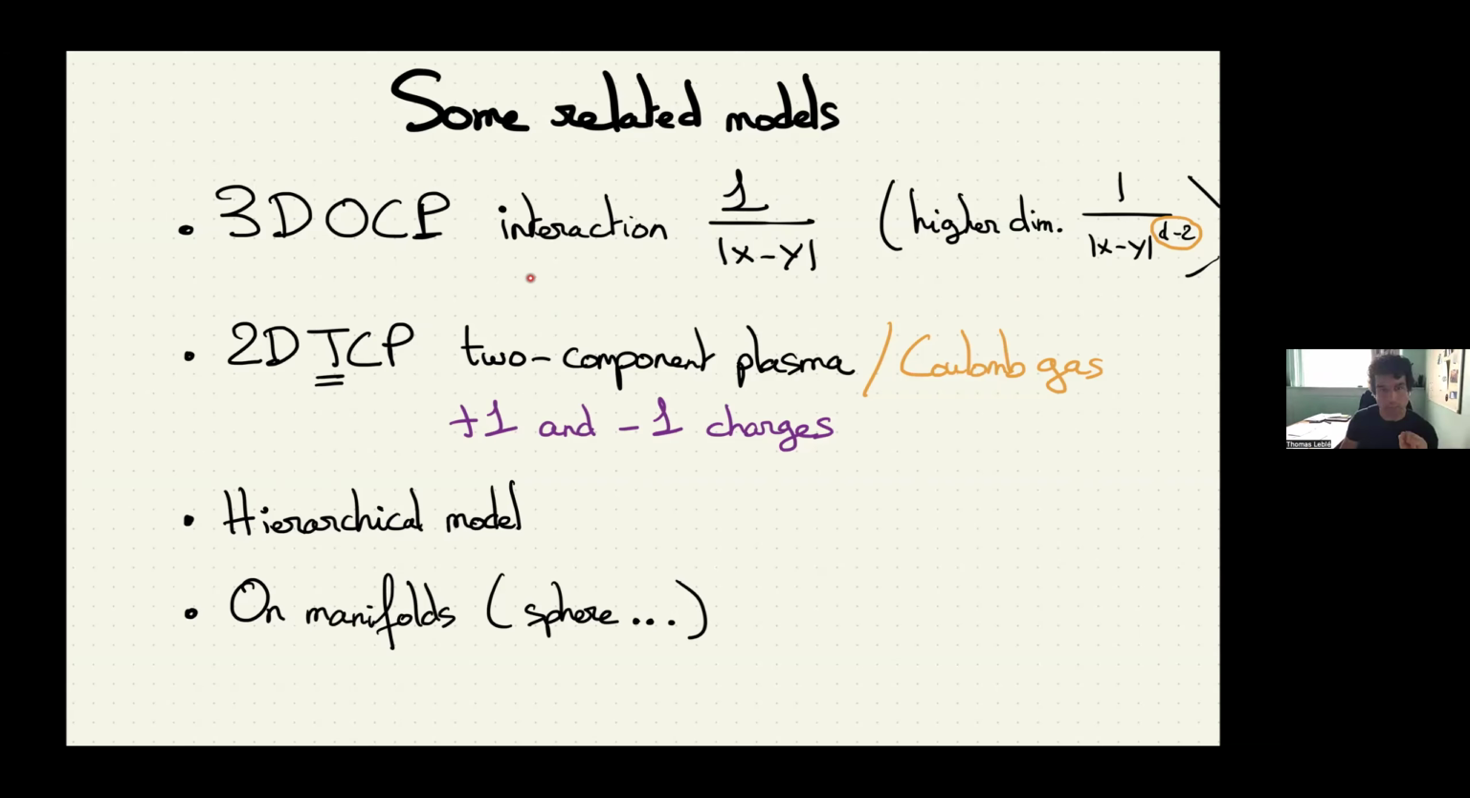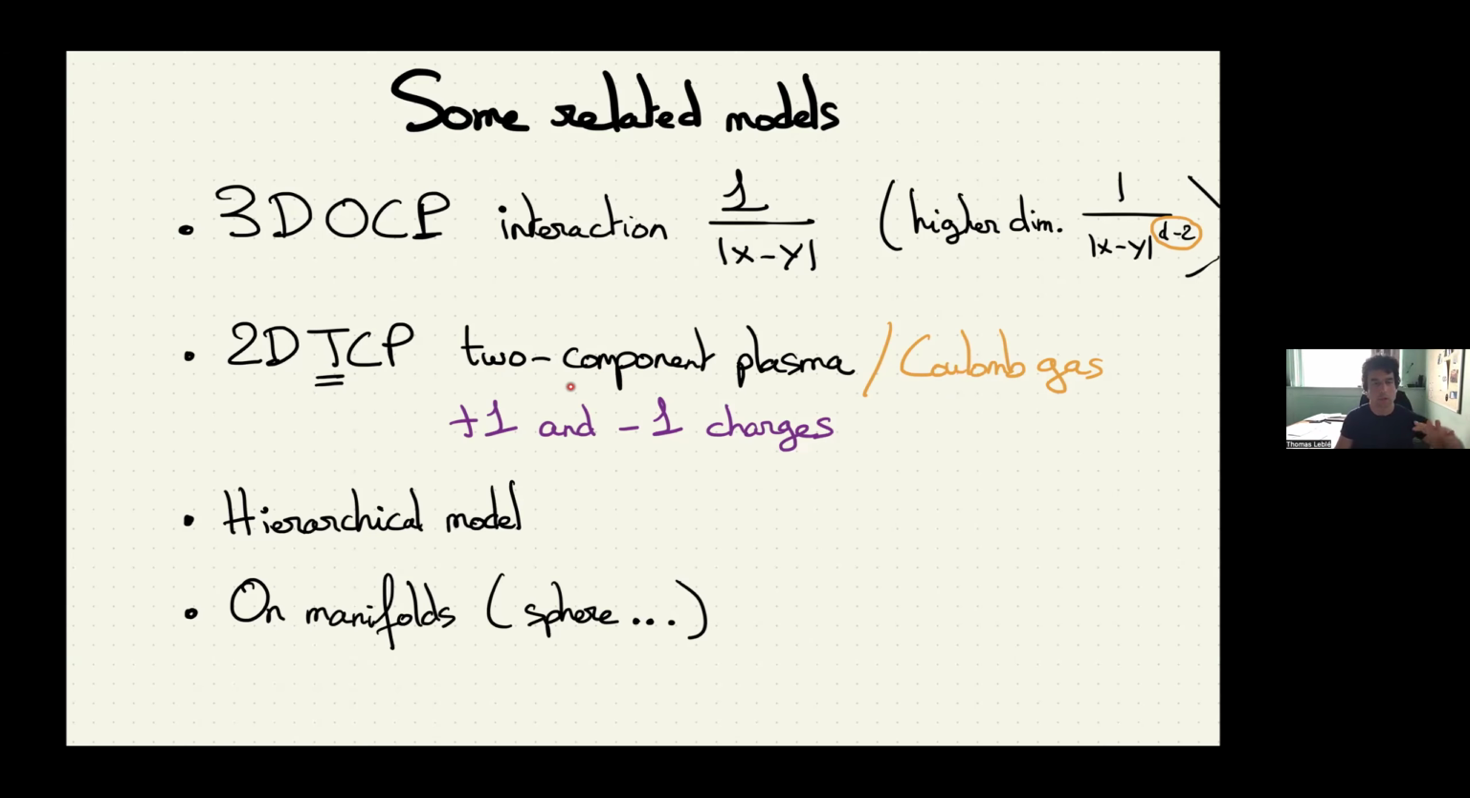If you really like to stay in 2D, there is another model that you could look at, which is the 2D TCP, two-component plasma. And that's sometimes also called a Coulomb gas. So my policy recently has been to call the model I'm talking about the 2D OCP and not the Coulomb gas, because Coulomb gas is kind of ambiguous. Depending on whom you're talking to, it will mean different things.